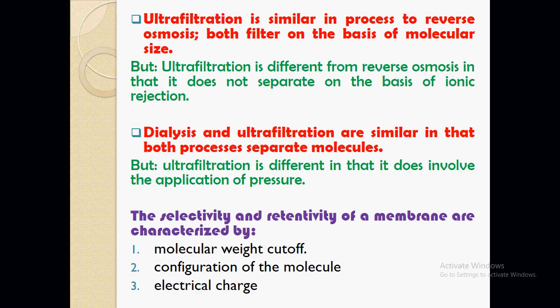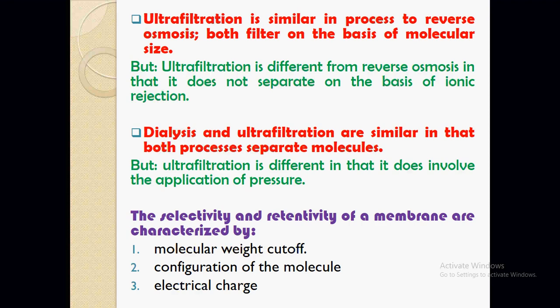So it is similar to reverse osmosis. What is reverse osmosis? It is dialysis. It is similar to reverse osmosis, or we call it dialysis. Both filter on the basis of molecular size. But ultrafiltration is different from reverse osmosis in that it does not separate on the basis of ionic rejection. This is what dialysis works on. But both of them, dialysis or reverse osmosis and ultrafiltration, are similar in one point: they depend on the separation of molecules. But ultrafiltration is different in that it does involve the application of pressure. With ultrafiltration, we have to apply pressure.